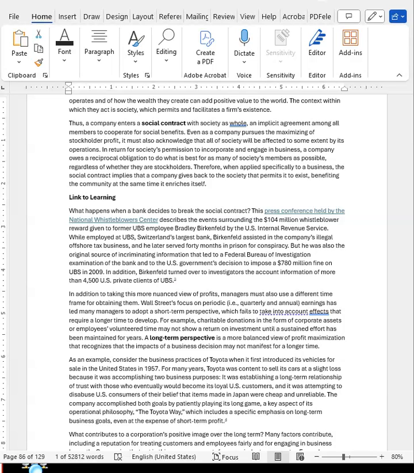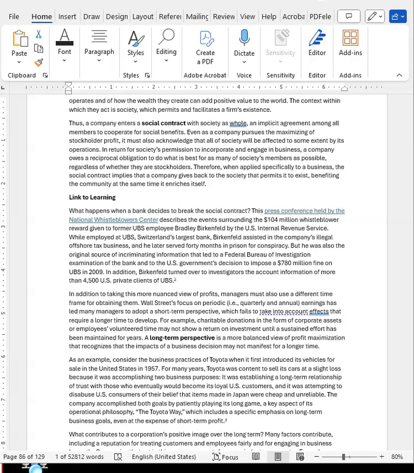A long-term perspective is a more balanced view of profit maximization that recognizes that the impacts of a business decision may not manifest for a longer time.